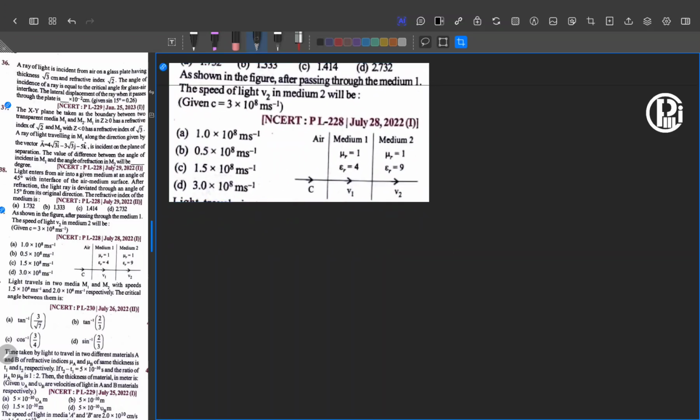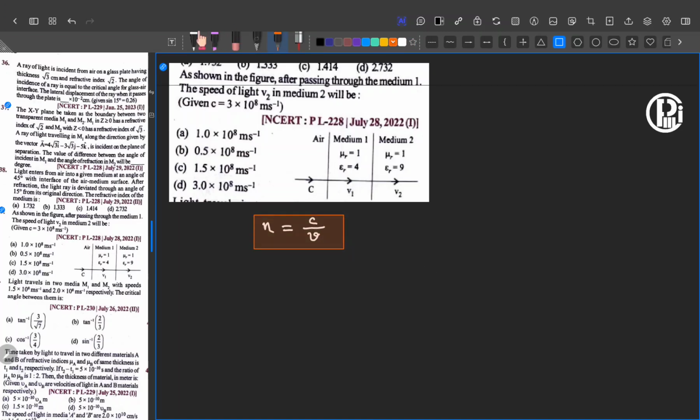Question number 39. As shown in the figure, after passing through medium 1, the speed of the light is v2 in medium 2. So we have to find the velocity of light in this medium, and you know the relation between those two, the refractive index formula. It is from the basic n is equal to c by v. That is the one important formula you have to keep in mind.